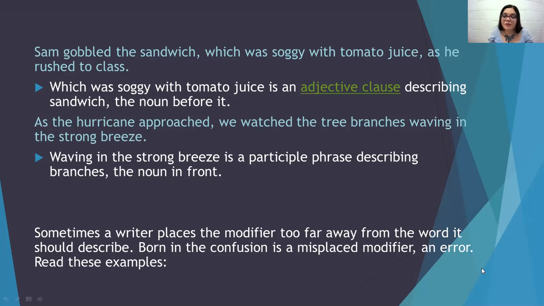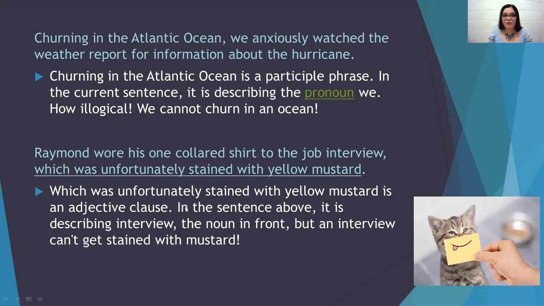Sometimes a writer places the modifier too far from the word it should describe. This is a misplaced modifier, an error that causes confusion. Here you have some more examples. Churning in the Atlantic Ocean, we anxiously watched the weather report for information about the hurricane. Churning in the Atlantic Ocean is a participle phrase. In the current sentence, it is describing the pronoun we. How illogical! We cannot churn in an ocean.